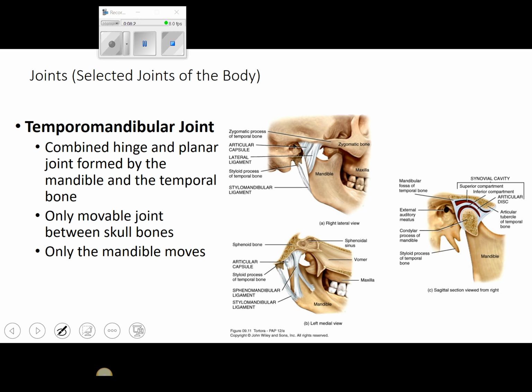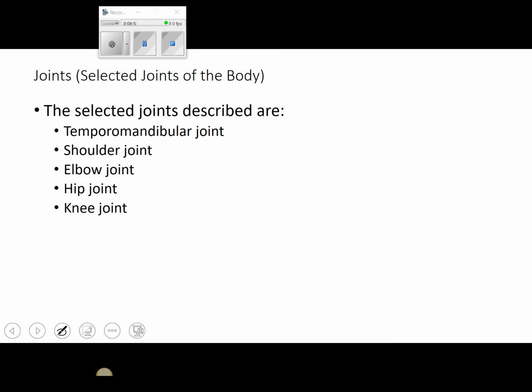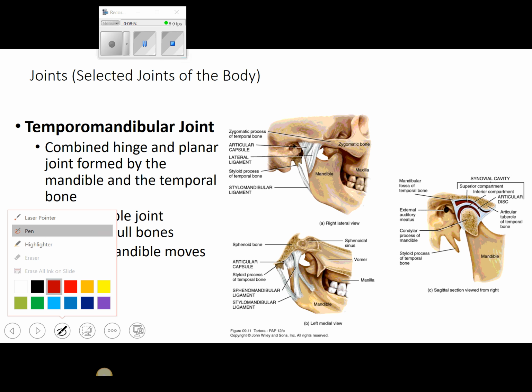So the temporomandibular joint, of course, this one is a combined hinge and planar joint formed by the mandible and the temporal bone. Okay, the only movable joint between the skull bones is your TMJ joint. The mandible is going to move. So the mandible, of course, is the only bone in the skull that moves. Movements that it's going to do are elevation, depression, protraction, and retraction. And it shows you, of course, a picture of it here.